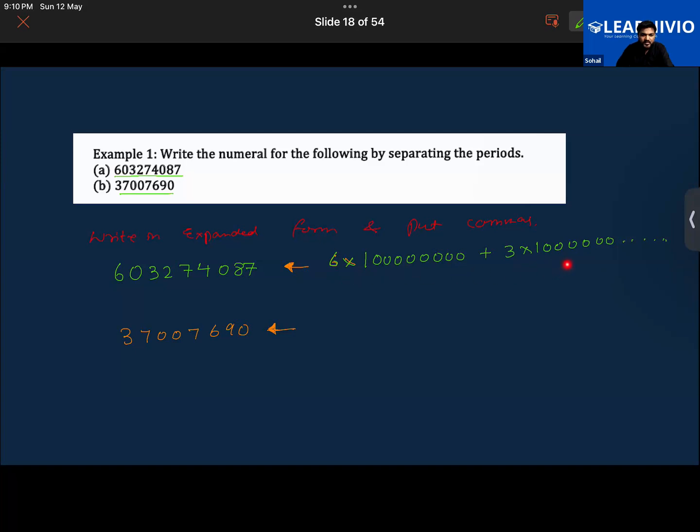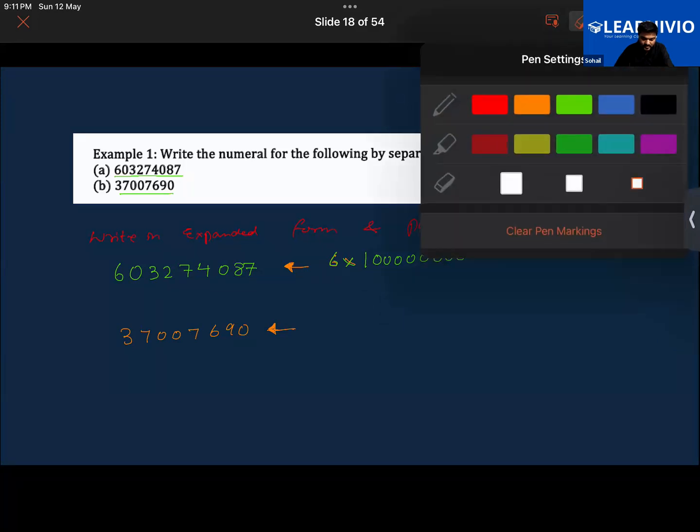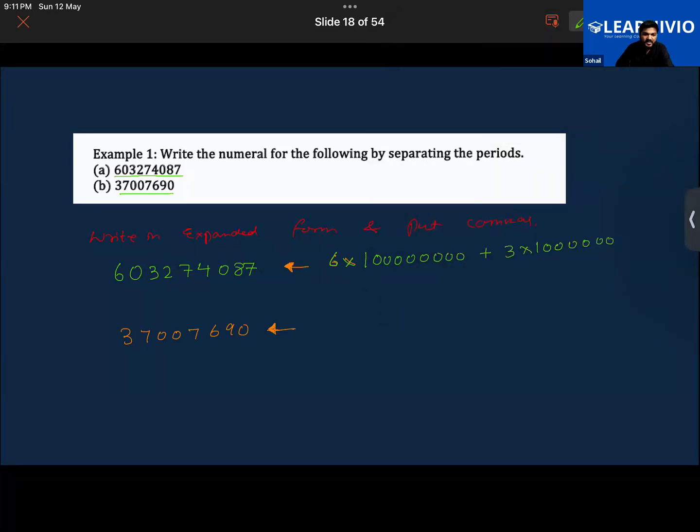Did you expand it in this manner? Is this how you expanded it? No, I didn't expand it. If you are not expanding it in this manner, that is not appropriate. See, this is how you should be expanding it. That would be much better.